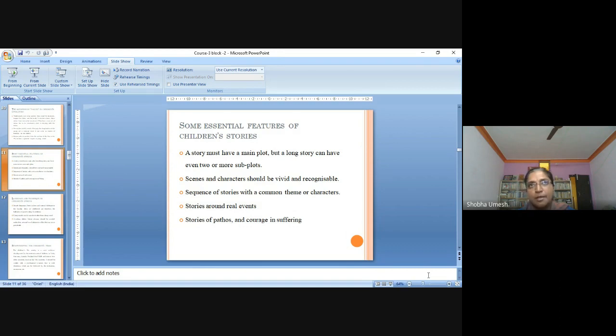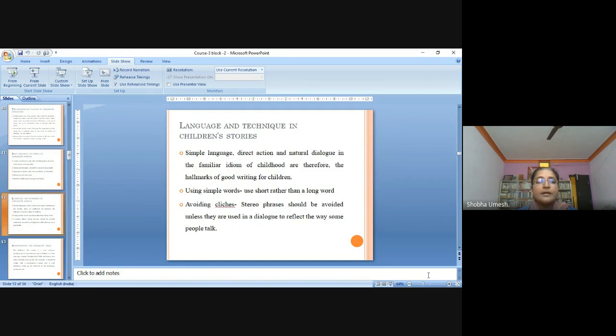So we are talking about the society in which we are living. Almost all the things you write should be real to the events. And also stories of pathos, courage and suffering all become themes in the stories. What happens to a pious person, or if a person is evil, what all the problems he is going to undergo, like that.